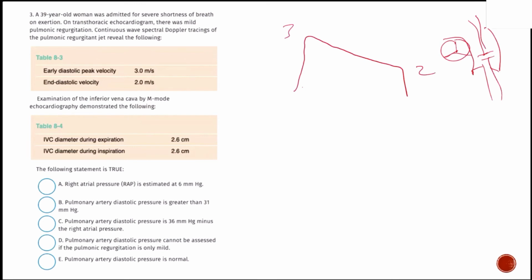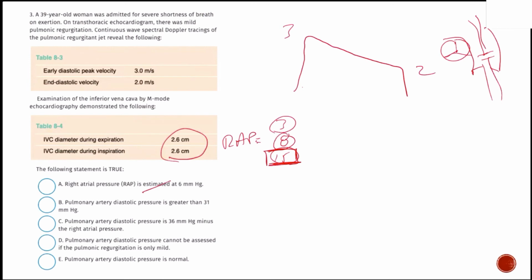Examination of the IVC by M mode shows an IVC diameter of 2.6 and no respiratory variation. So what's our right atrial pressure? It's either 3, 8, or 15. 15, right? Good. Done. Which of the following is true? Right atrial pressure is estimated at 6. Is that true? No. Pulmonary artery diastolic pressure is greater than 31 millimeters of mercury.